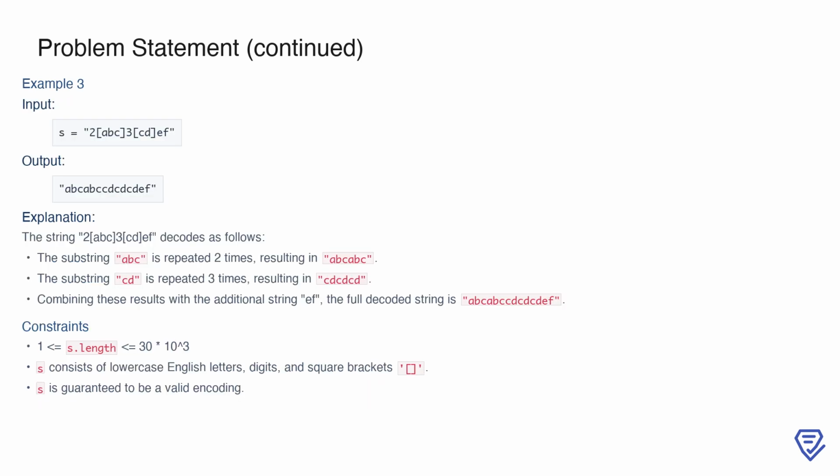Now, let's look at a slightly more complex example. s equals 2[abc]3[cd]ef. First, the substring abc is repeated 2 times, resulting in abcabc. Next, the substring cd is repeated 3 times, giving us cdcdcd. Finally, we append the remaining portion of the string, ef, to these decoded parts. Combining everything, the full decoded string becomes abcabccdcdcdef. This example shows how we process multiple encoded segments and additional characters outside of brackets to construct the final result.